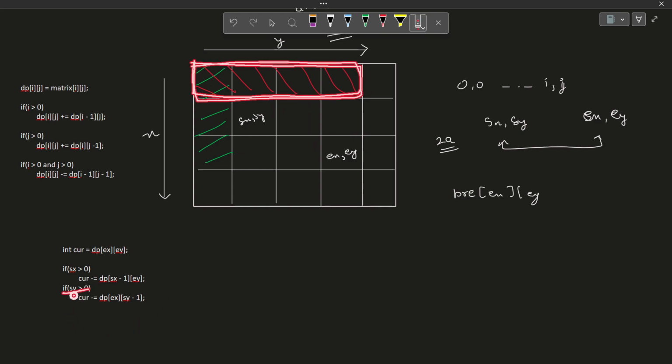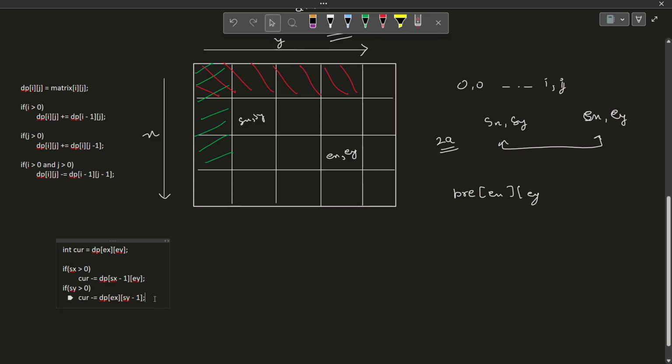Similarly, if sy is greater than 0, that means this particular column is greater than 0, then I am going to subtract end x, sy minus 1. So sy minus 1 is this one now, and end x is this one. So now I am going to subtract this part, right. But similar to what happened earlier, now you can clearly see that this particular part has been subtracted twice. It is shaded by red also, and by green also. That means this part was removed twice, and that is not certainly what I want.